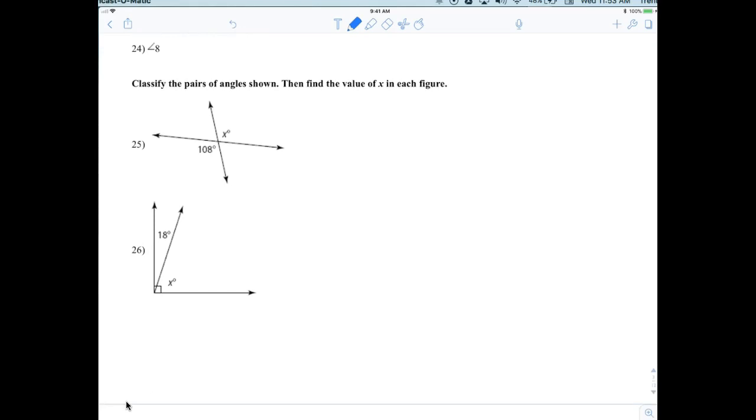For number 25, classify the pair of angles shown, then find the value of x in each figure. So I want you to describe those angles. What are those angles right there? Number 25. What is that called? What type of angles? They're in fact called vertical angles. I want everybody to make sure they put vertical angles down. Yes, 25. Those are vertical angles. So what would X be? X would be 108. Very good.